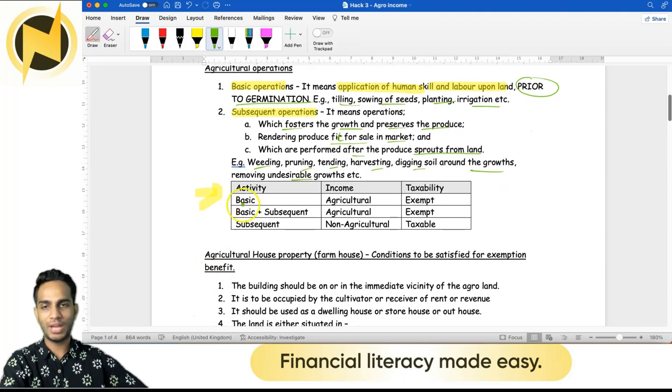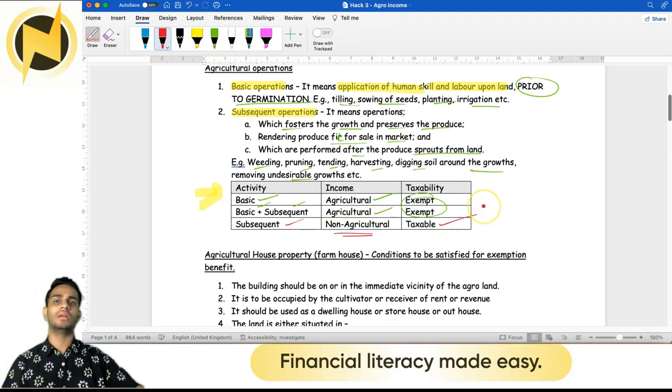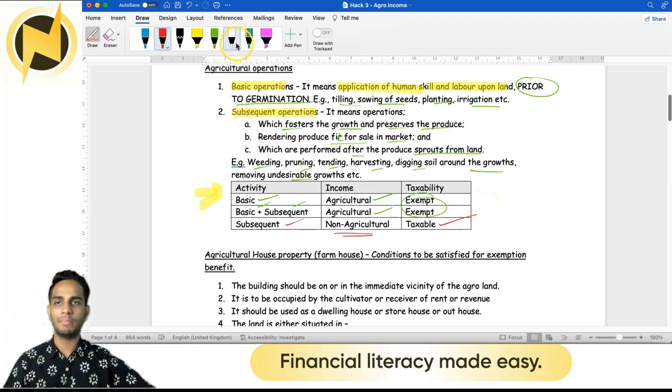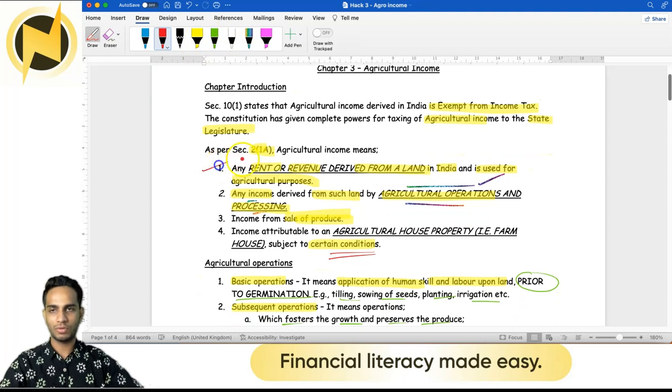Alright. So wherever there is basic operation, the income is considered agricultural. So basic alone or basic with subsequent, your income is agricultural and it is exempt. Now if it is only subsequent, that is no basic, then it is non-agricultural and it is taxable. Clear? Pretty basic. So coming back to our definition, we finished income from sale of produce. I don't think there is much to say. Whatever you produce, whatever you harvest, you sell. That's it.